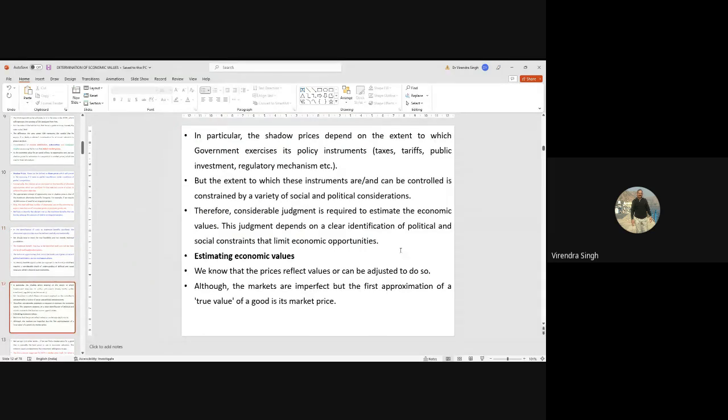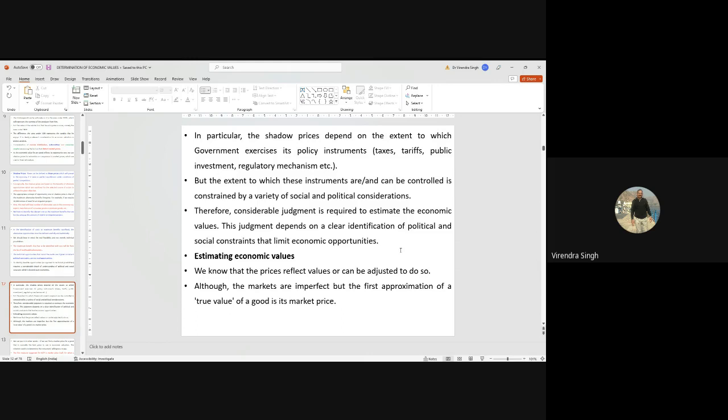In particular, the shadow prices depend on the extent to which the government exercises its policy instruments, in the form of taxes, tariffs, public investment, regulatory mechanisms, etc. Government intervenes in the market in a number of ways. Sometimes it imposes tax on producer goods, other times on consumer goods. Sometimes it gives a subsidy to the producers, sometimes to the consumers. Sometimes it undertakes huge investment for the creation of common goods to be used by the people of the country. That is how administration of prices is done. Prices are regulated, and many regulatory mechanisms are exercised by the government. So shadow prices depend upon this intervention as well.